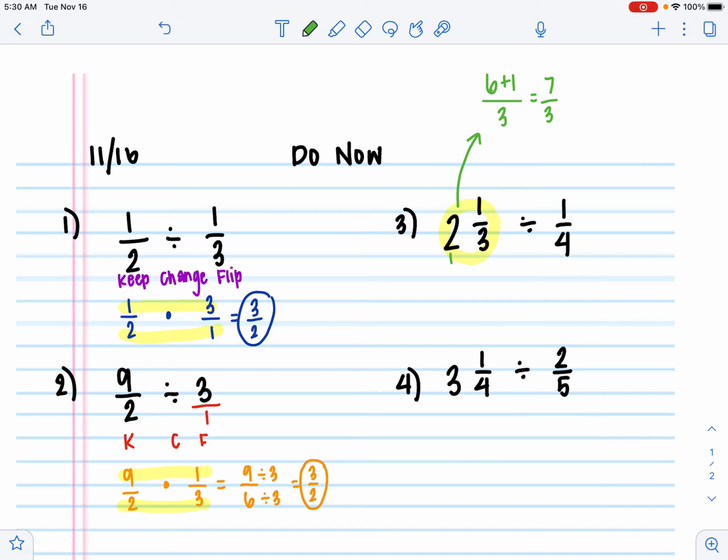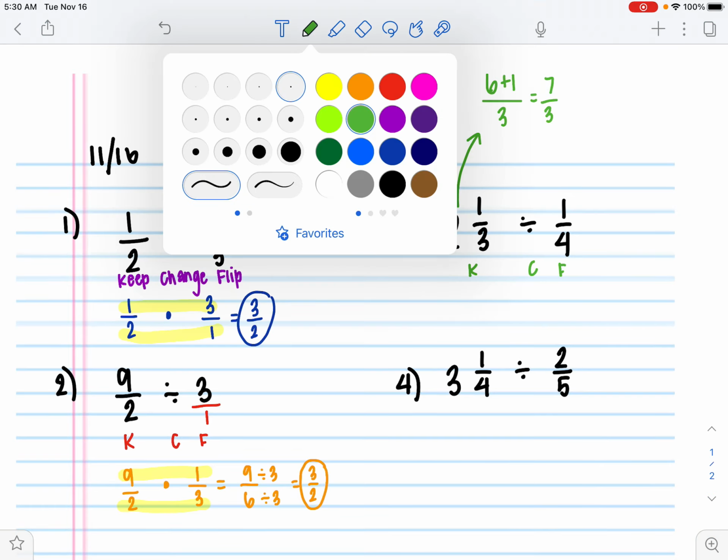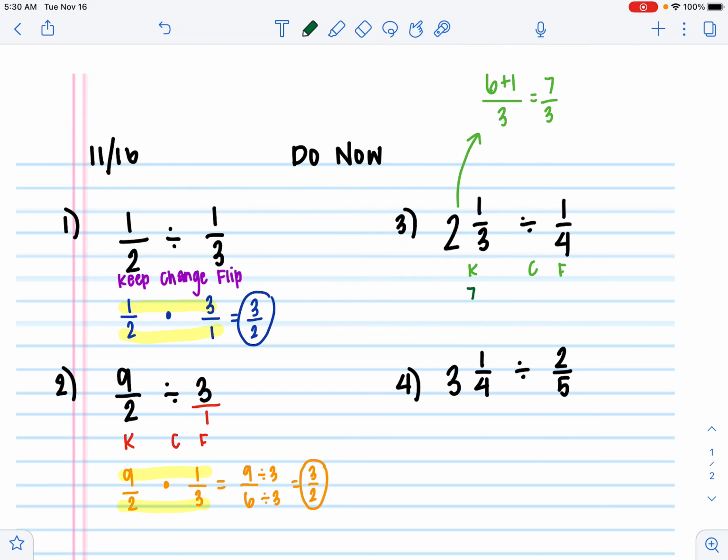So now I can follow keep, change, flip using that exact same strategy. The only difference is that my keep fraction is going to be 7/3, not 2 1/3, because I changed it to an improper fraction. Change to multiplication, flip 4/1, and I end up with 28/3.